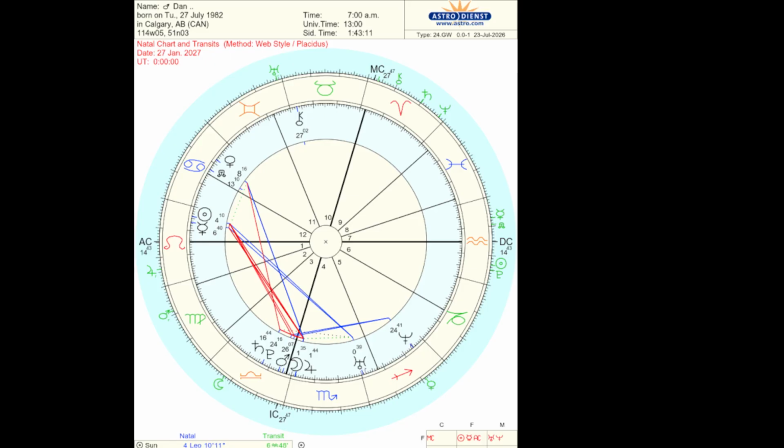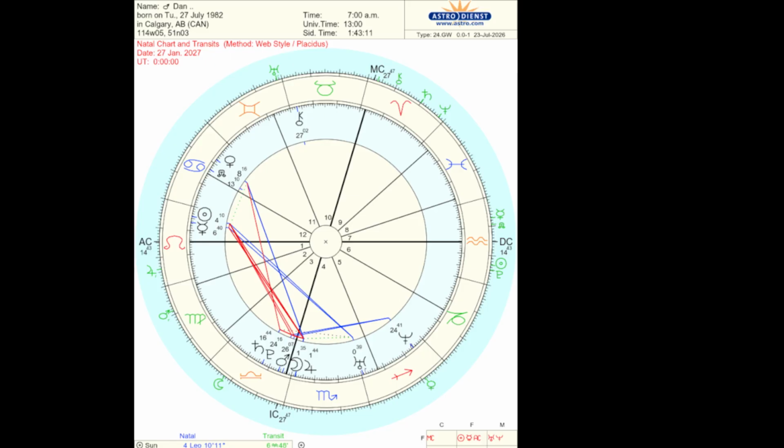When we interpret transits, we pay more attention to the outer planets than the inner planets. The reason being, the moon does a complete rotation through the zodiac every 28 and a half days. That's our month, right? The sun makes a complete rotation around the zodiac in a little more than 365 days. There's our year, right? Mercury, I think, takes about as long as the sun, or a little bit longer, to go through the entire zodiac. Venus, I think, goes through the entire zodiac every 18 months or so.